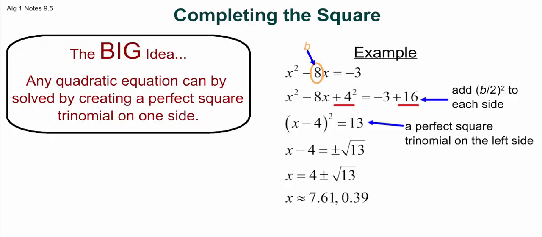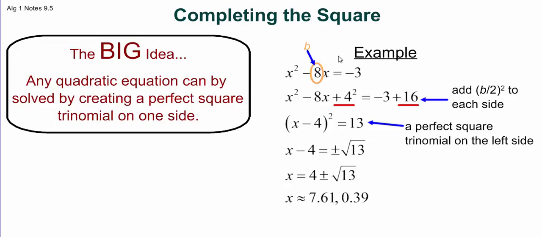So the nice thing about completing the square, and this is mentioned in the big idea box, is that any quadratic equation can be solved by creating a perfect square trinomial on one side. Now I will tell you, even though all can be solved using completing the square, some people would say that some equations are better suited than others to using this method. I would argue it's a pretty good method just about all the time.